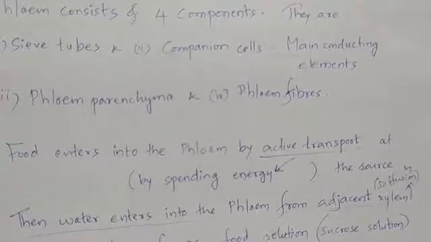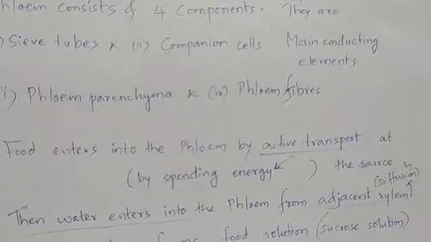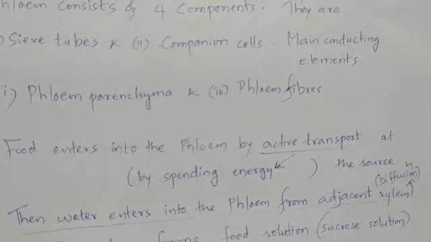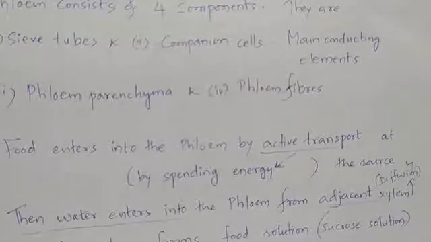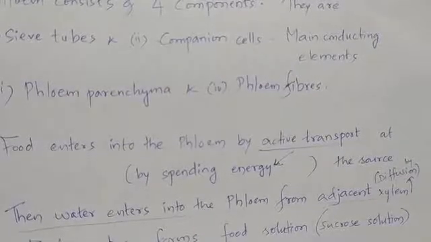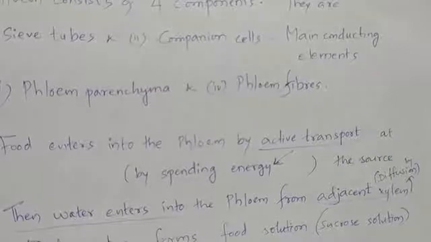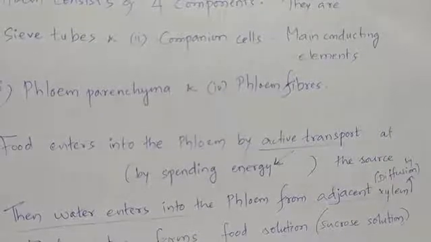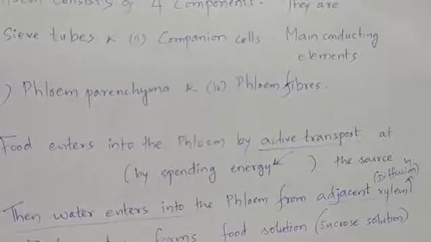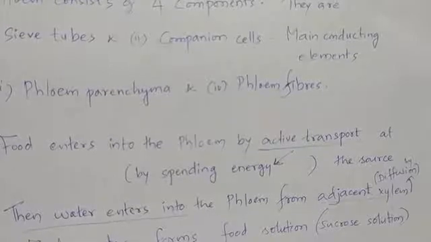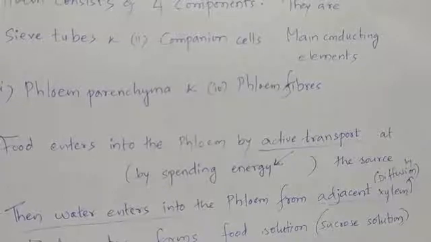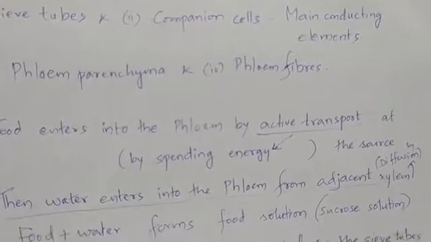Once the food enters into the phloem sieve tubes, then adjacent to phloem, what is there? Xylem is there. In xylem, what is present? Water is present. So, once the food enters into the phloem sieve tubes, from the adjacent xylem vessels, the water enters into phloem by simple diffusion method itself. Water never enters from any area to any other area in the plant body by means of active transport. It enters only by simple diffusion.